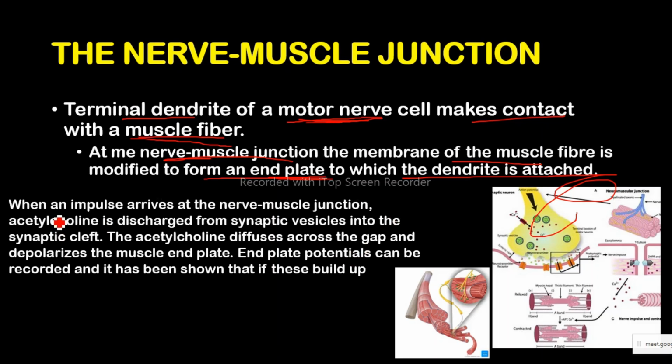So when an impulse arrives, you can read through, at the nerve muscle junction, acetylcholine is discharged from the synaptic vesicle into the synaptic cleft, this space. And then the acetylcholine diffuses across the gap and depolarizes the muscle end plate. And so if you record, you can see that different action potentials are built up, which result in the contraction of the muscle cell. So it is as simple as that.